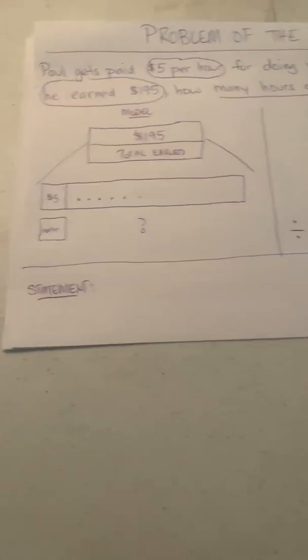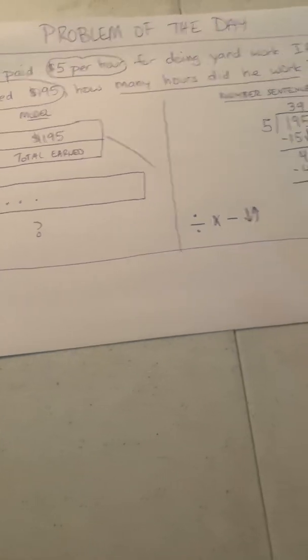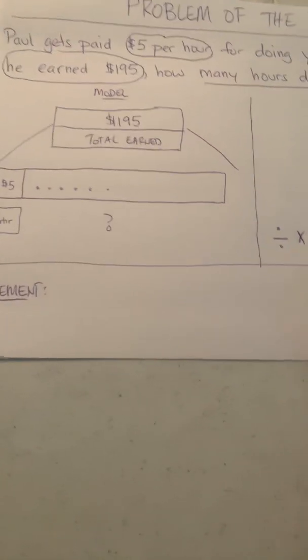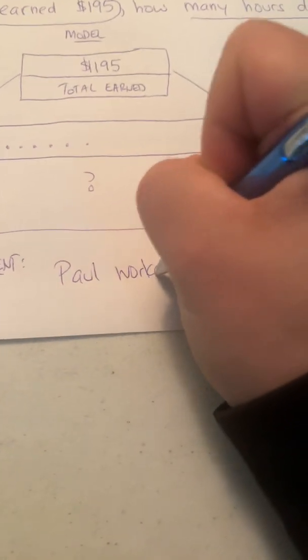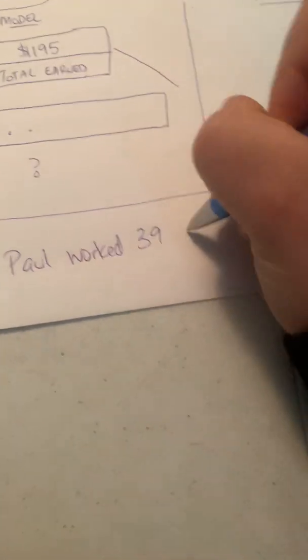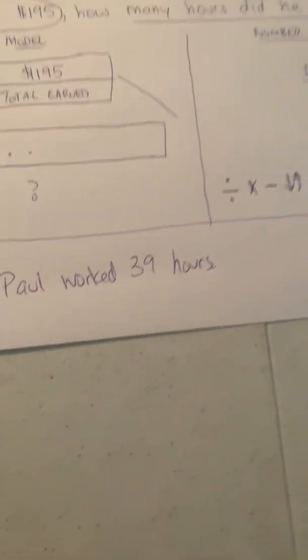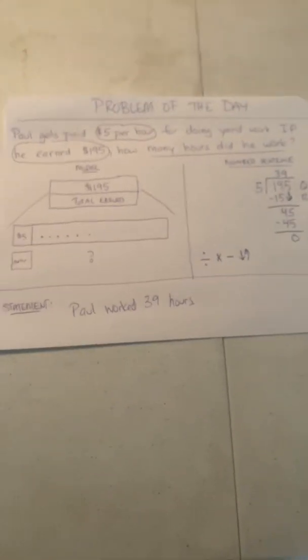So my question I have to answer is how many hours did he work? My quotient is 39. So I know that my statement is Paul worked 39 hours. And there is all the work.